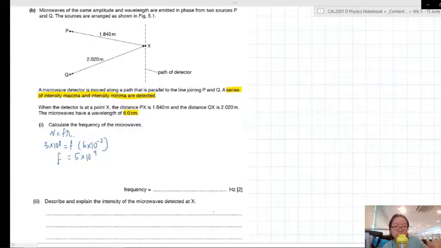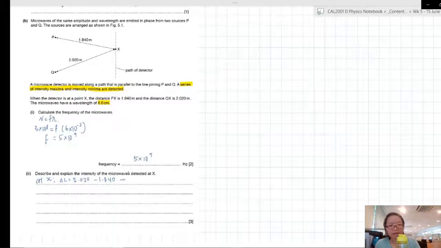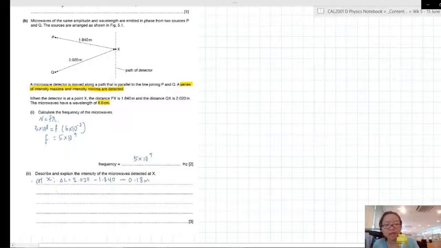So where you had the screen, now you put a detector. Then the detector will detect maximum and minimum. Describe and explain the intensity of the microwave detector at X. So same idea. We need to find the delta L first. And once we find the delta L, we find what multiple of lambda it is. And that will tell us whether it's constructive or destructive. So from here, delta L is 0.18 meter divided by 6 cm, which is 3 lambda.